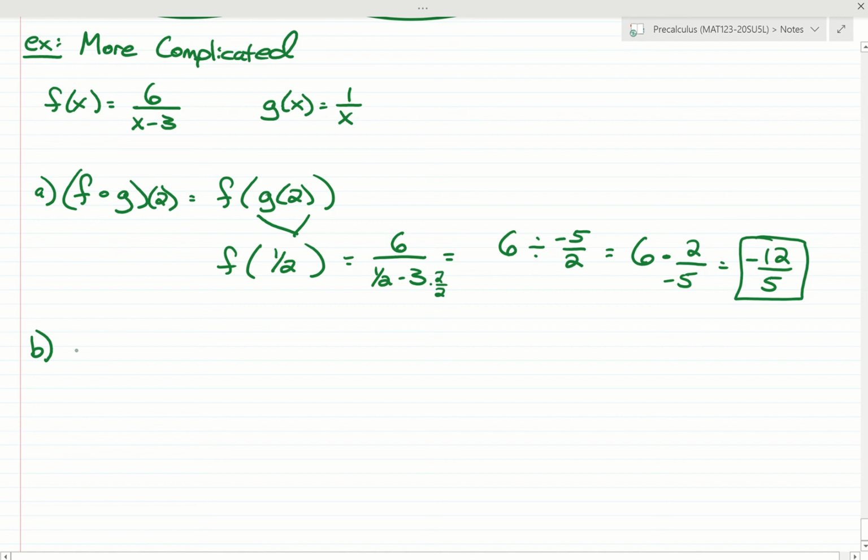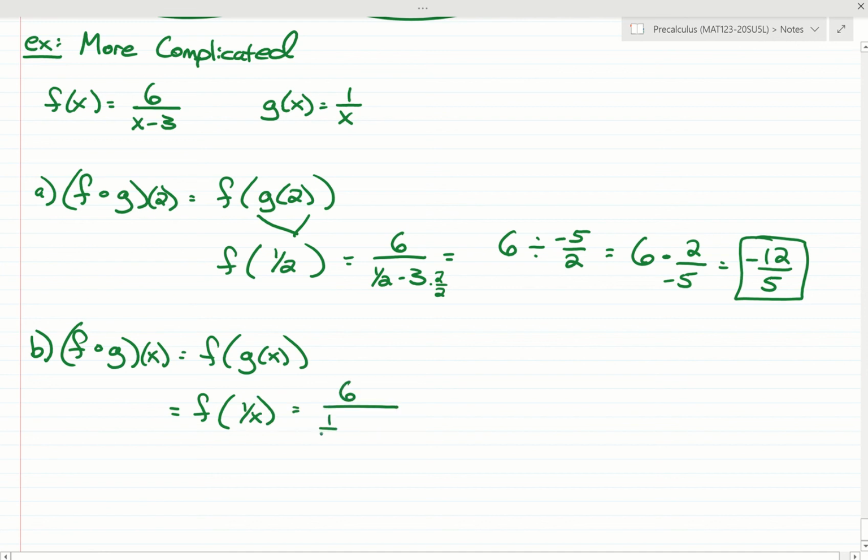What if we had instead, let's say, f of g of x with an open circle? Well, just like before, not a big deal. So we know we figure out the inside first. g of x is just 1 over x. So we're going to have 6 over, instead of x, we have 1 over x minus 3.